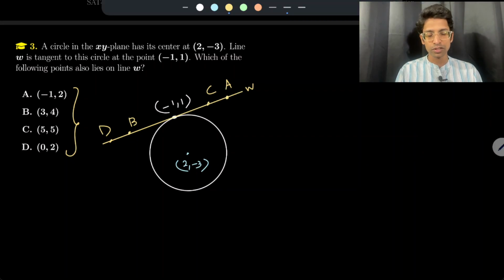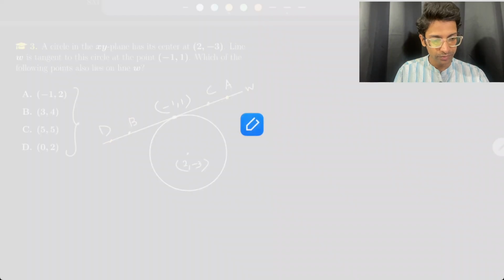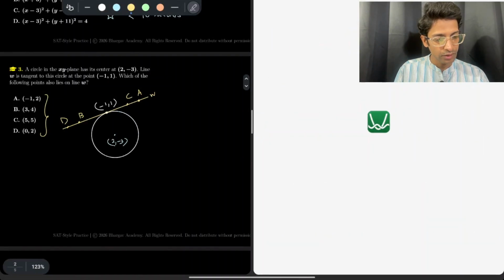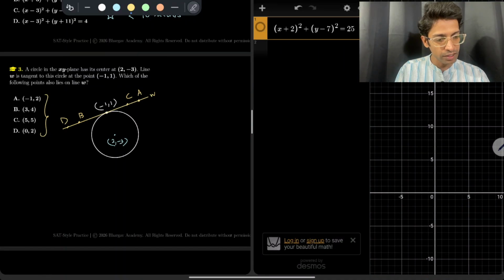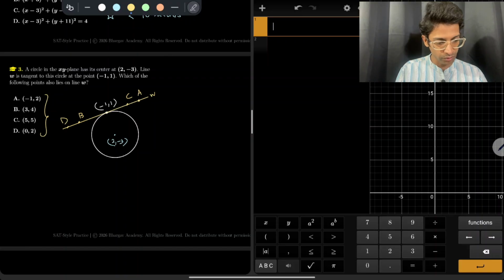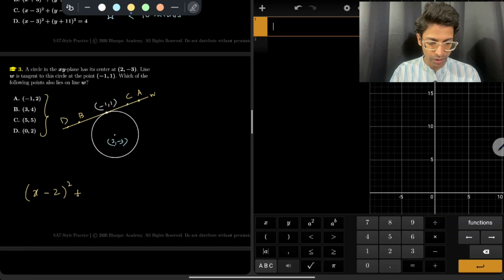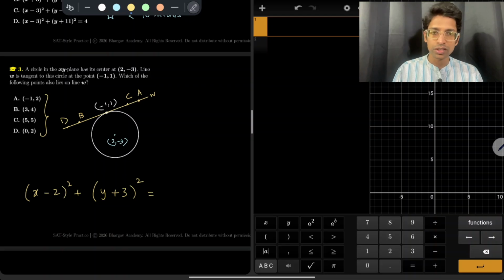Now that you have understood the question, let's try to solve this on Desmos first and see why it is a Desmos trap. Let's erase the past memories from Desmos and let's try to solve this problem. First, he has given you the circle center as (2, -3). So we know from the standard equation how to write the equation of a circle. He has not given you any radius. So let's take it as r square.